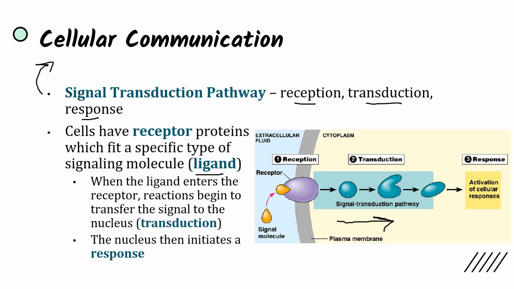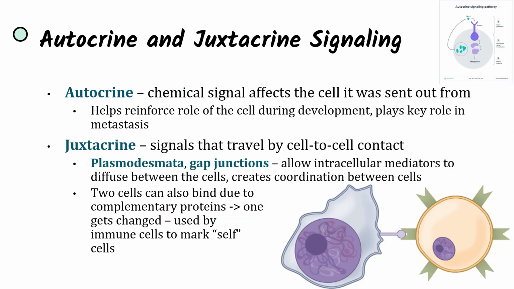So before we get into the details of the pathway, we're going to talk about, just in general, different kinds of cellular communication that will then bring about a cellular response. The first two kinds of cellular communication that we're going to be talking about are autocrine and juxtacrine signaling. So autocrine is a chemical signal that affects the cell it was sent out from. So this is essentially self-reception, and it's going to help reinforce the role of the cell during development and plays a key role in metastasis.